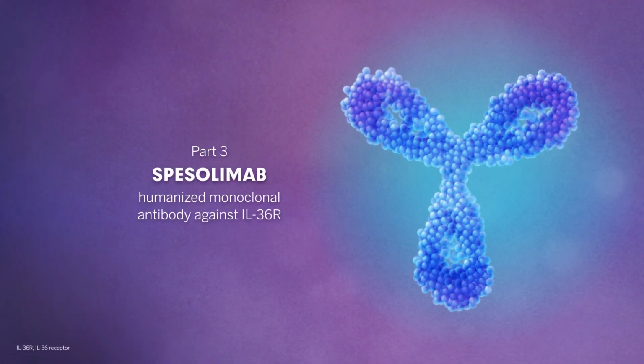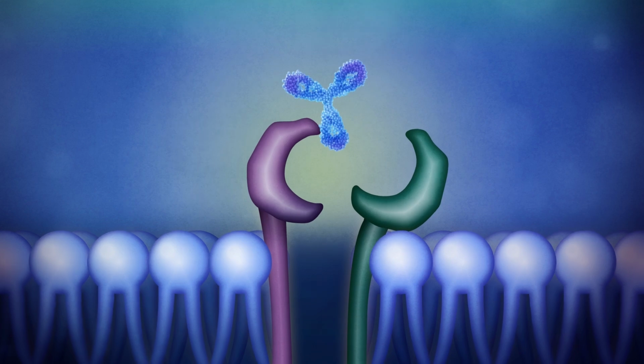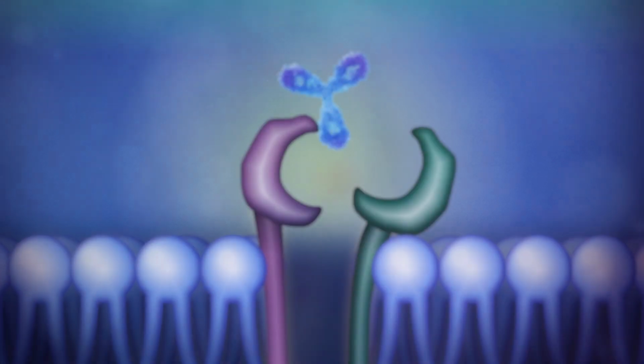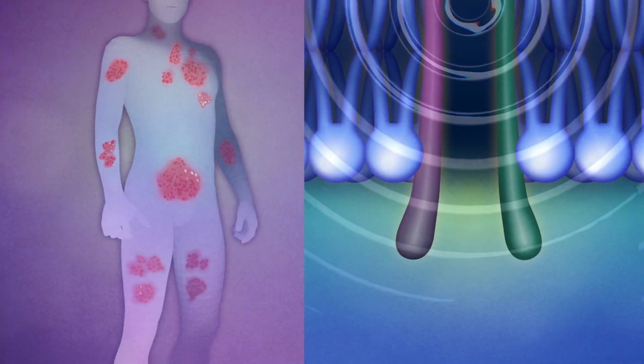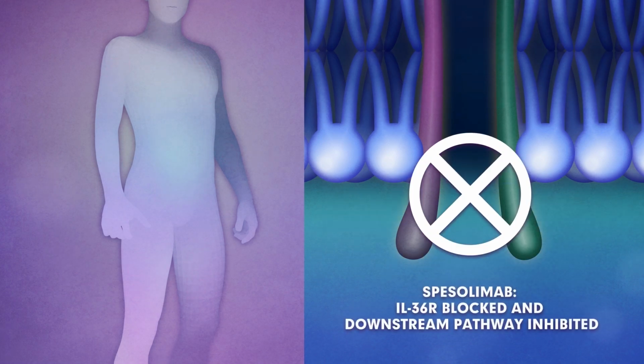Spesolimab is a humanized monoclonal antibody that inhibits interleukin-36 signaling by binding specifically to the interleukin-36 receptor. In people with GPP, intrinsic interleukin-36 receptor antagonism may be ineffective. Spesolimab blocks the interleukin-36 receptor and prevents downstream activation of pro-inflammatory pathways.